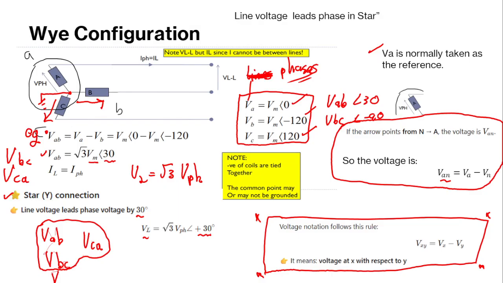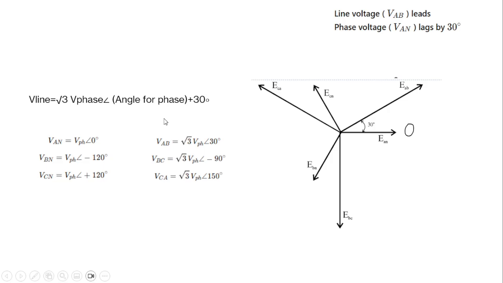So you have your phase voltage. Phase voltage is 0, minus 120, 120. To get the line, you multiply the magnitude by root 3 and you add 30 degrees to each of the phases. And I line is equal to I phase, so it's the same value. But we'll get to this in a bit. Cool. Onwards we go.